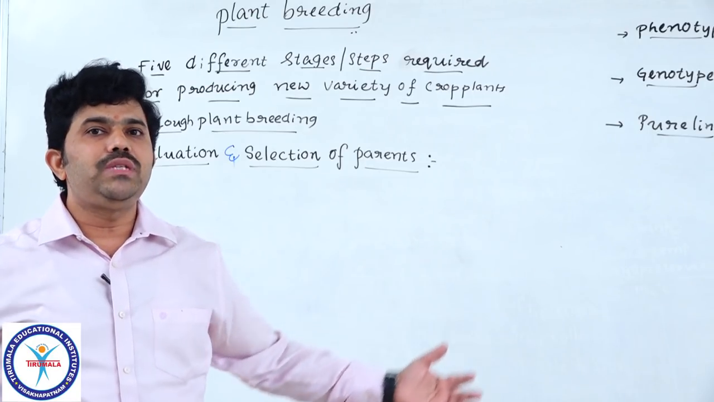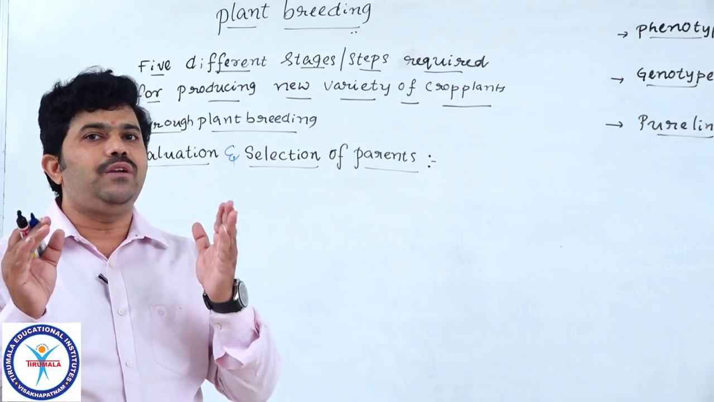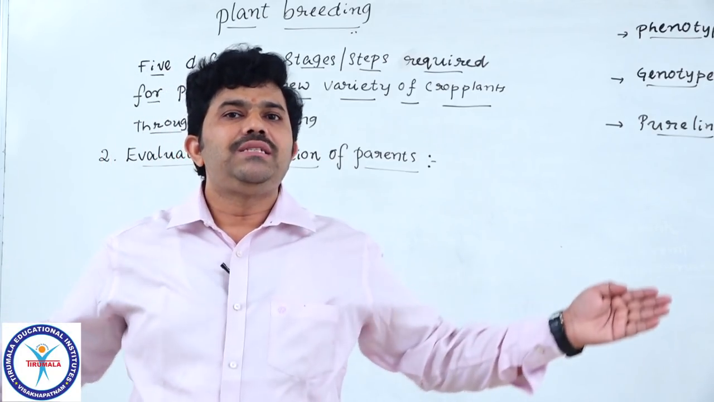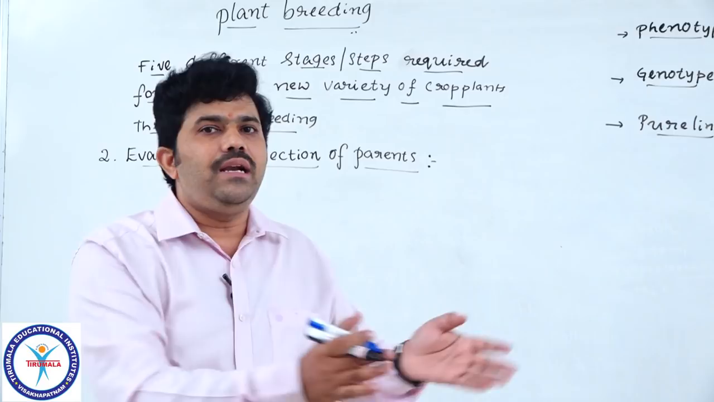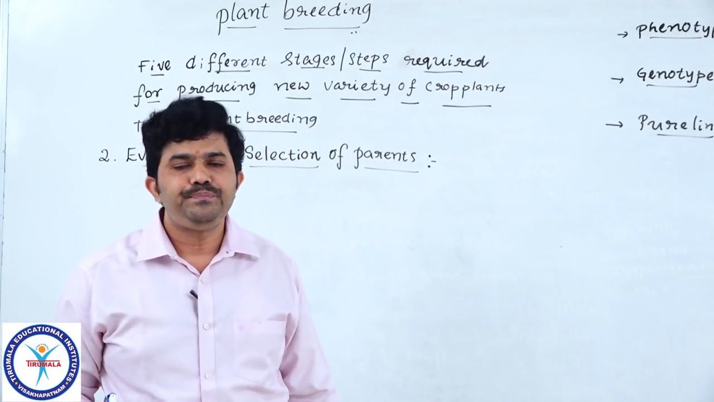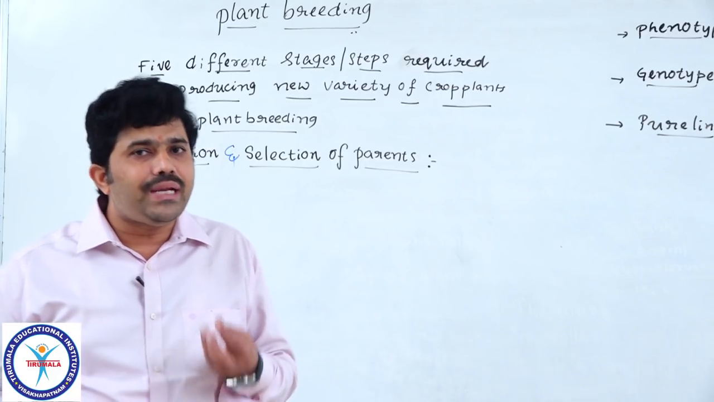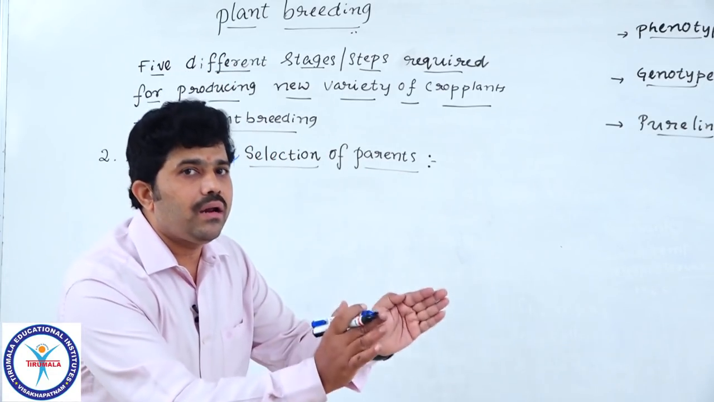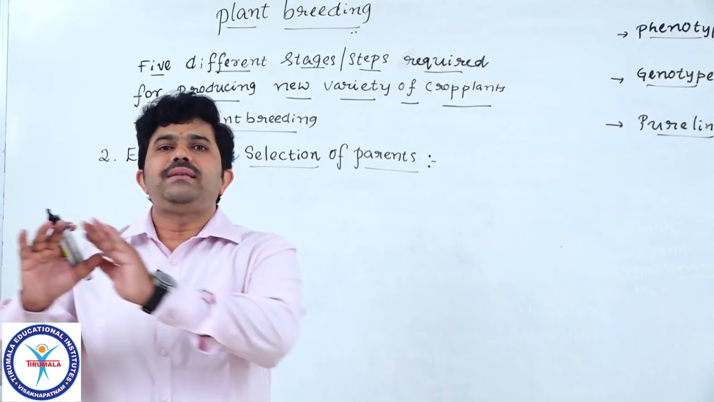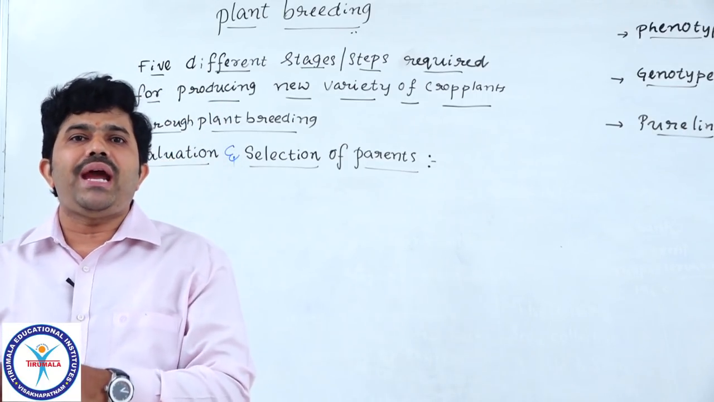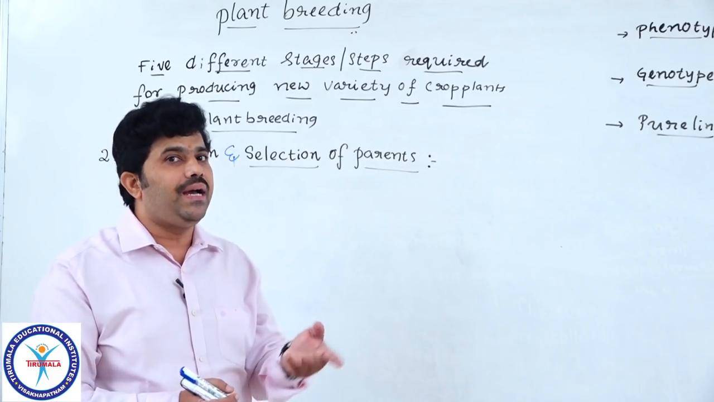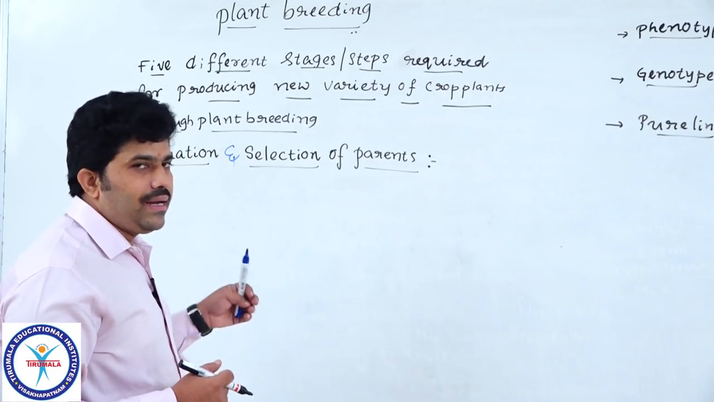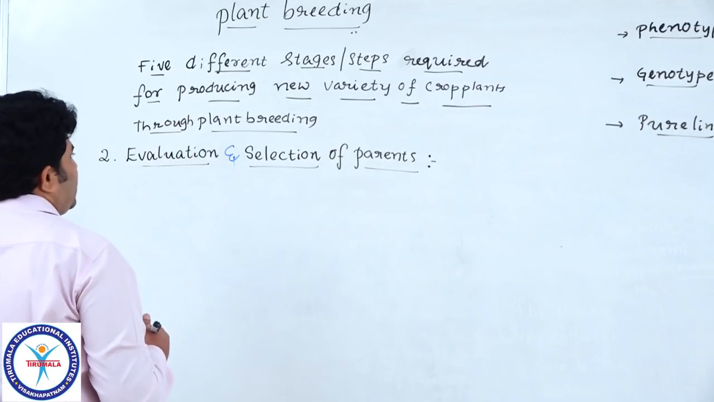That's why among the thousands of plants, we evaluated and selected a few types of plants, and we separate them into two categories: male parents and female parents. Between these two categories of plants we are going to do the third step in plant breeding, that is cross hybridization among the selected parents. Now please come and write the information about evaluation and selection of parents.